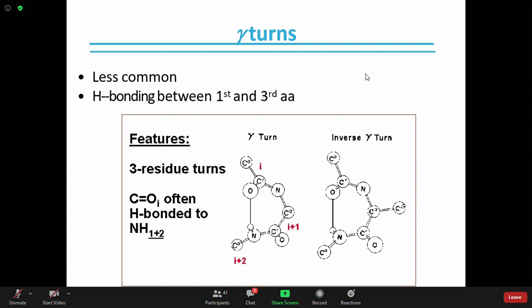Amino acid number 1 and amino acid number 3. Okay, so there is a hydrogen bond. So it's less common, yeah, because it's small. When you have a small turn, it requires larger energy to create the turn. Yeah, because it's quite difficult to form 3 amino acids into one cyclic structure.